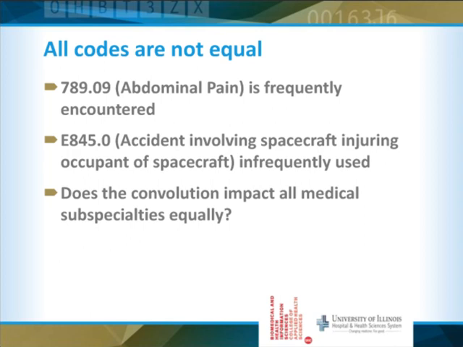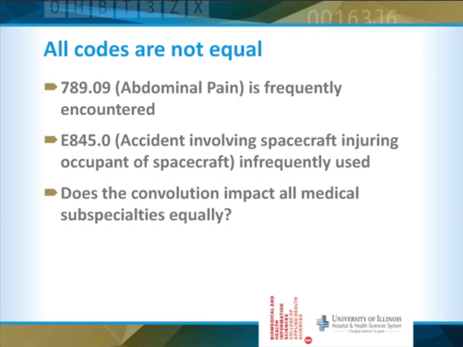So, this is all well and good. However, not all codes are used equally. Abdominal pain, if anyone who's worked in the emergency room or seen hospital discharge, is frequently encountered. I haven't met many professional coders who use EA45.0, accident involving spacecraft injury and occupant of spacecraft. So the previous methodology and the previous analysis assumed every code was used equally. Everyone knows that's not true, and depending on where you are and what type of patient population and what the disease burden is, not all diagnosis codes are treated equally.